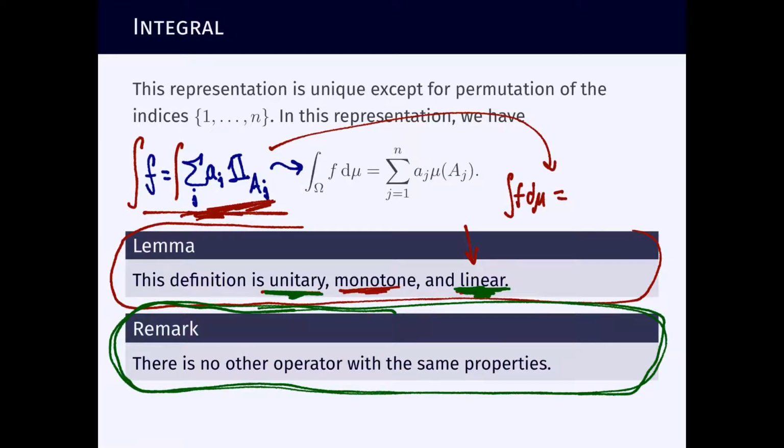then the integral would appear here, but since the integral is linear, it would appear here. Now we're assuming not only that the integral is linear, but also unitary, and it means this is nothing but mu of A_j. So we really didn't have a choice but to define it this way. I think this is a good point to stop this first part of the video lecture and talk about this lemma in the second part.